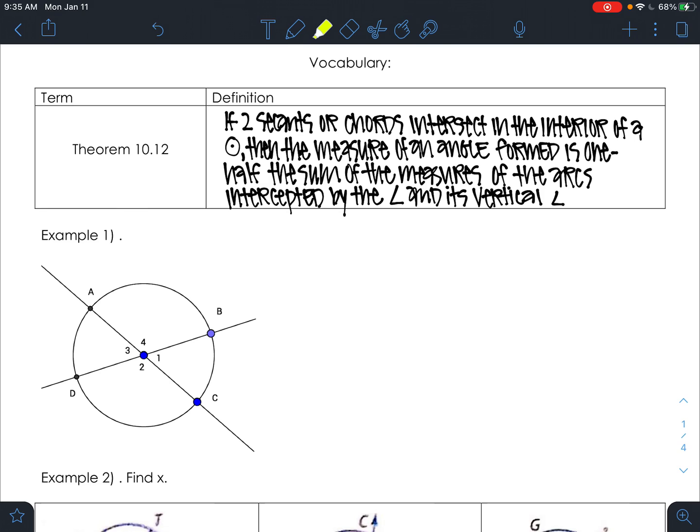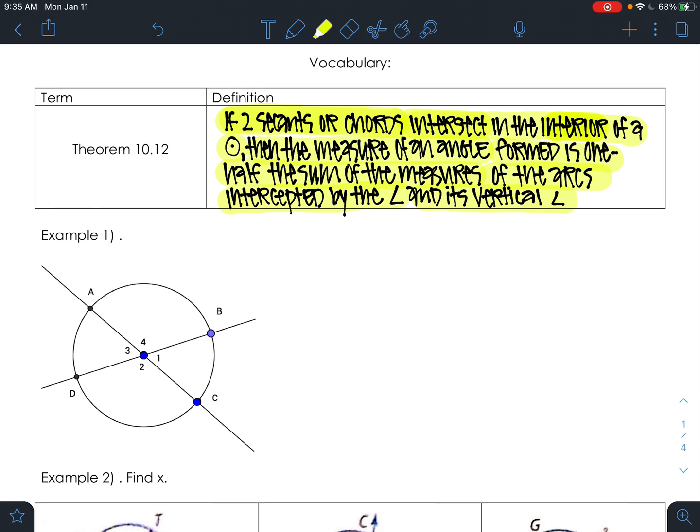Okay, so jumping right in with theorem 10.12, this one says if two secants or two chords intersect in the interior of the circle. I'm going to pause there because there's a very key word in that first part. It says if two secants or chords intersect in the interior. Interior is the key word there, of a circle. Then the measure of an angle formed is 1/2 the sum of the measures of the arcs intercepted by the angle and its vertical angle. Wow, there's a lot of stuff there.